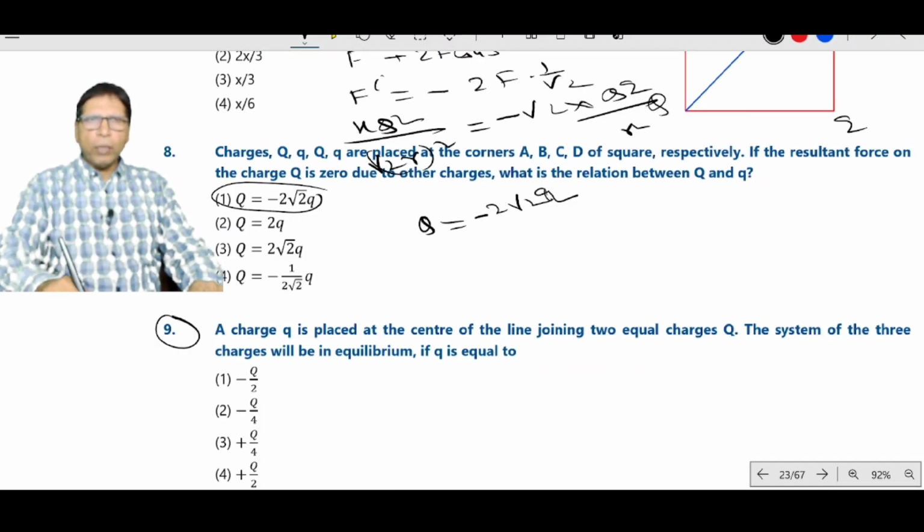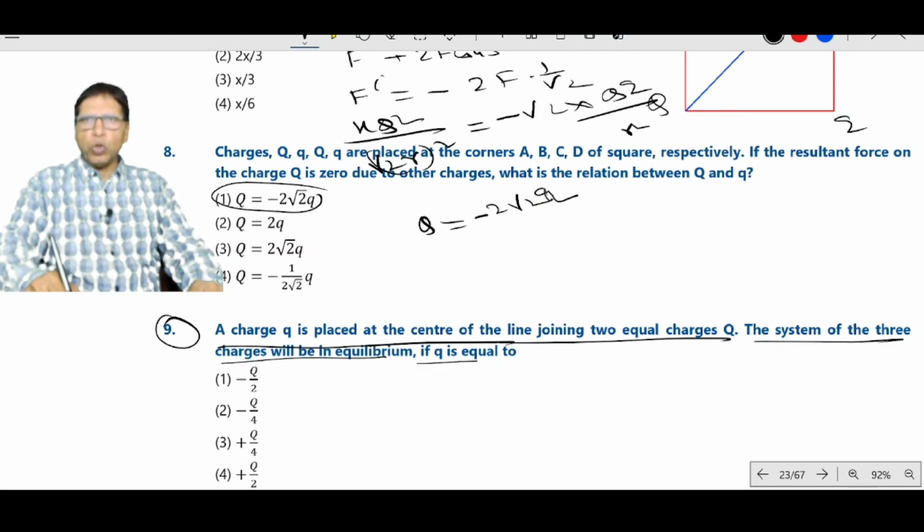Look at question number 9. A charge q is placed at the center of the line joining two equal charges Q. The system of the three charges will be in equilibrium if q will be 1/4 of capital Q and negative sign. This option is correct.